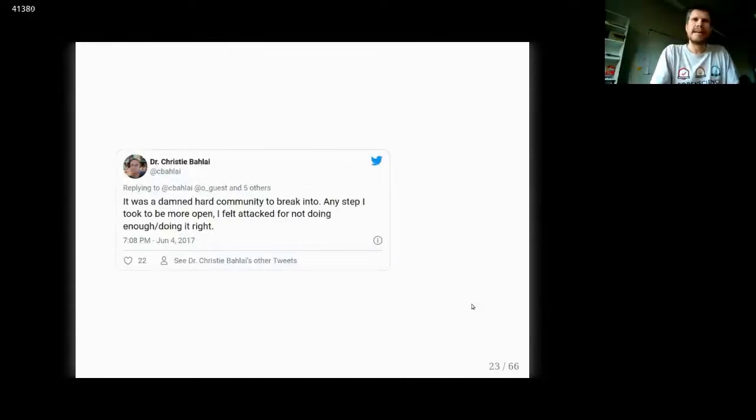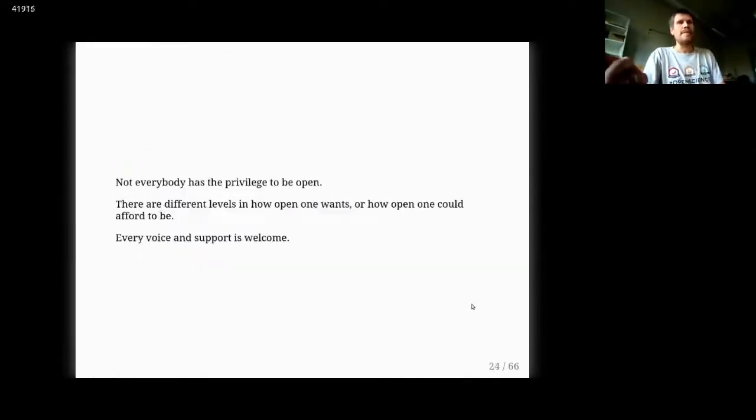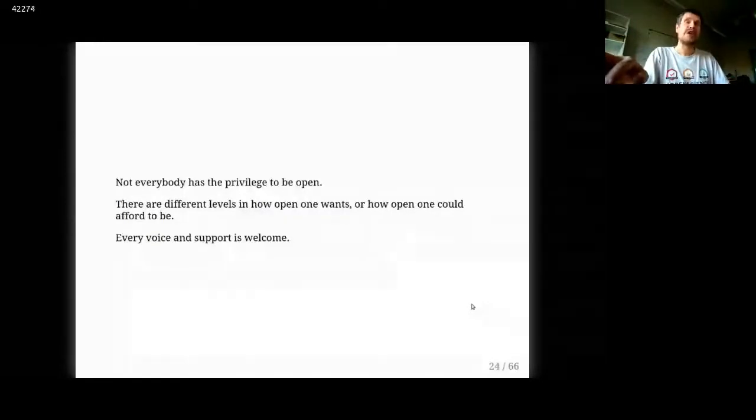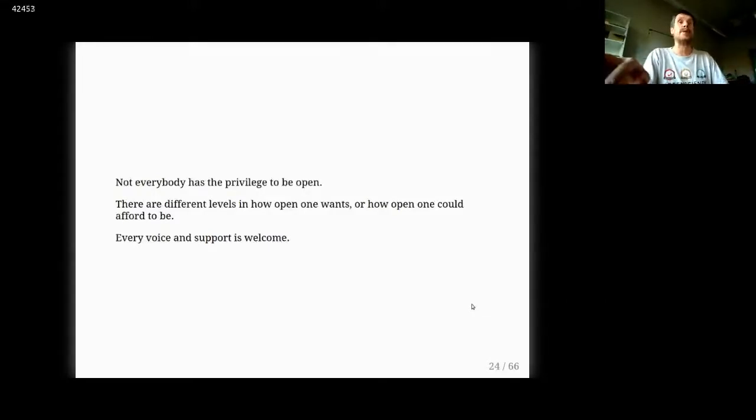And here we have this example of Christy that says that any step that she took to become more open, she felt attacked as for not doing enough. And that's certainly not the only example. I have also certainly felt like that. But we need to keep in mind that not everybody has the privilege to be open. Think of underrepresented minorities. We don't start from the same place. We are not able to be as open or reproducible as we want. We are not all able to be vocal about being open or not. There is a lot of discrimination that goes around this.